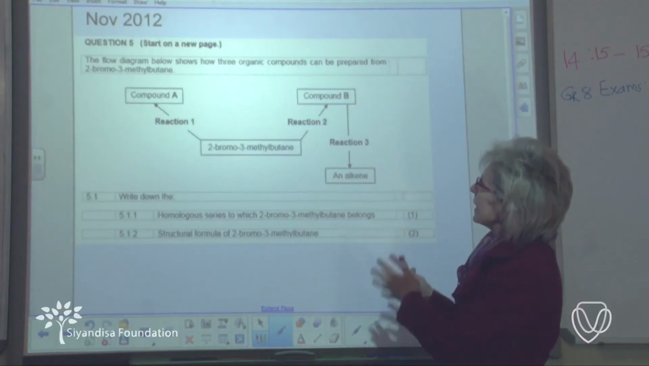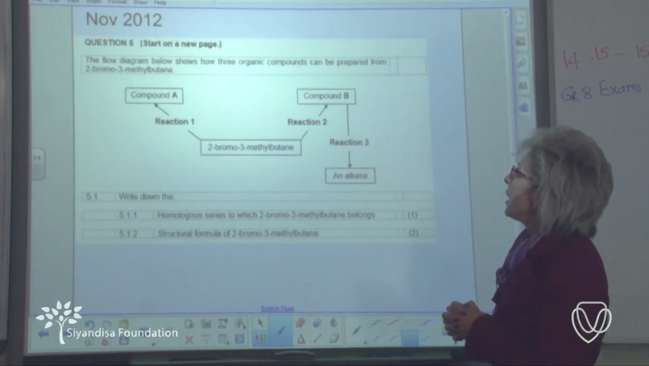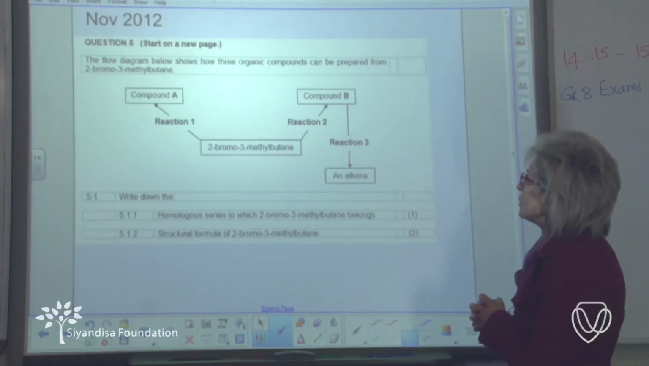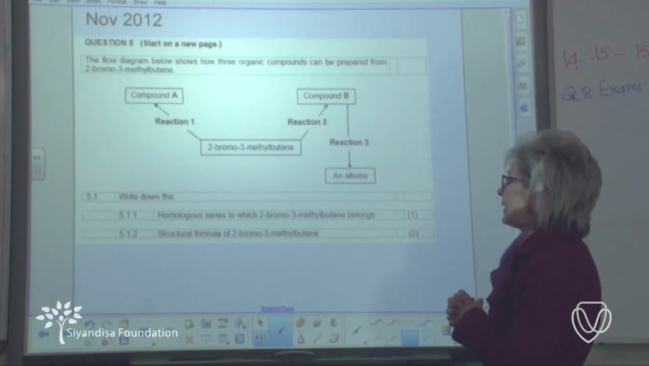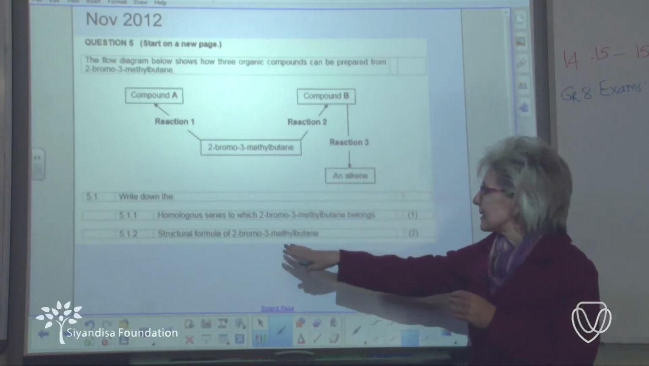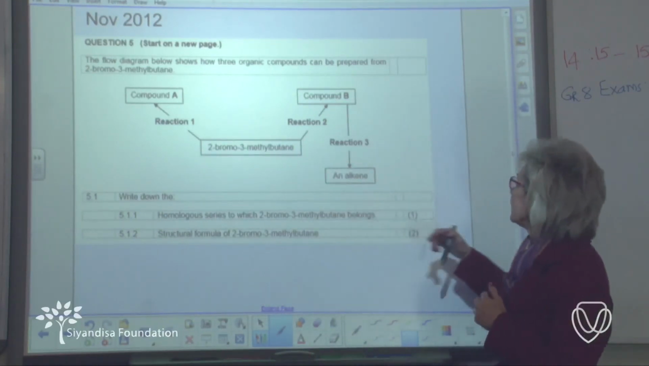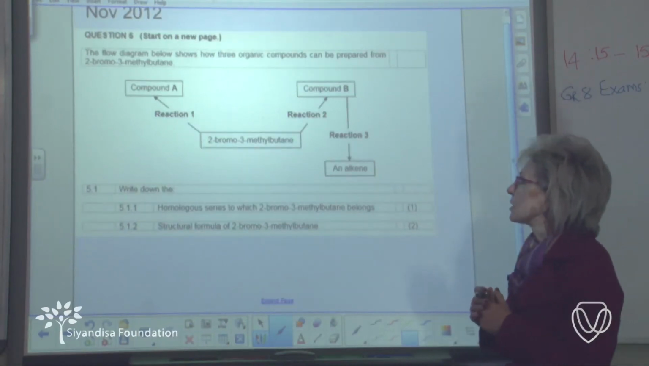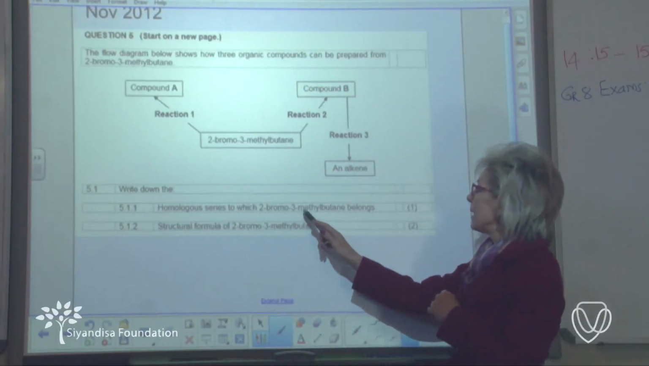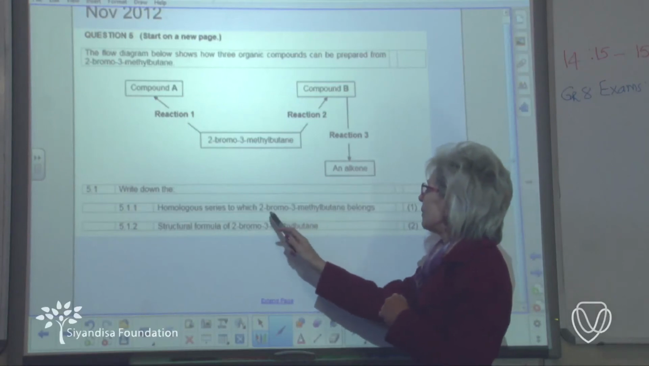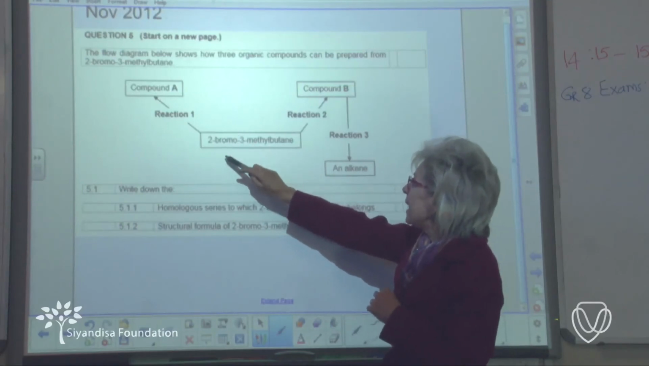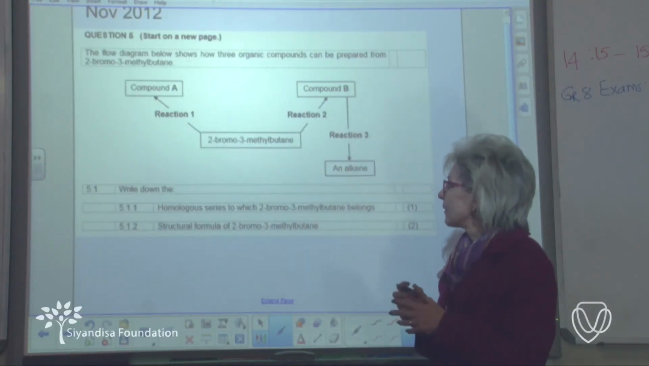Right, so to get back to this question, the flow diagram below shows how 3 organic compounds can be prepared from 2-bromo-3-methylbutane. Now, once more, my very good advice to you would be to draw the structural formula, but I do see it does get asked in this question, so if that is the case, then you're not going to draw it from starters. So the first question is, write down the molecular series to which 2-bromo-3-methylbutane belongs. Now, remember what we've got. We've got an alkane, the butane, and we've got a halogen. So it is a haloalkane. That is the name of the series.